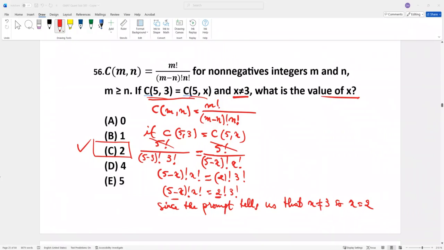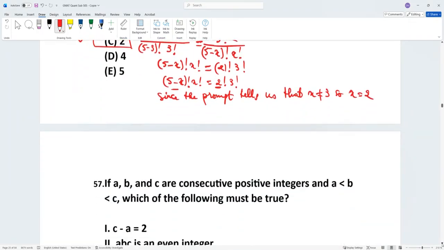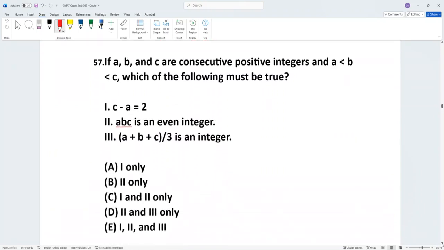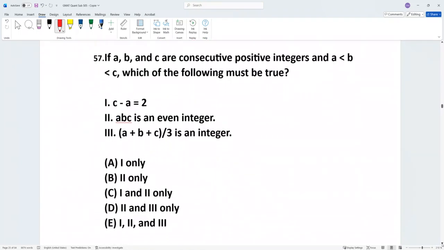Let's go to question number 57. Okay, so question number 57. If a, b, and c are consecutive positive integers and a is less than b less than c, which of the following must be true? And then we have the conditions. c minus a is equal to 2. abc is an even integer. (a plus b plus c) over 3 is an integer.